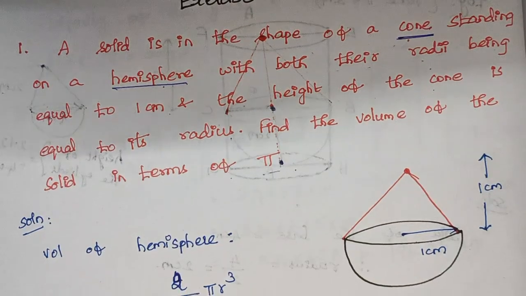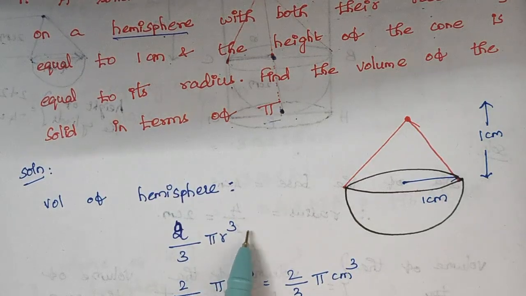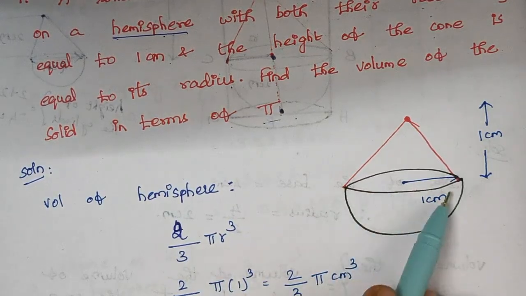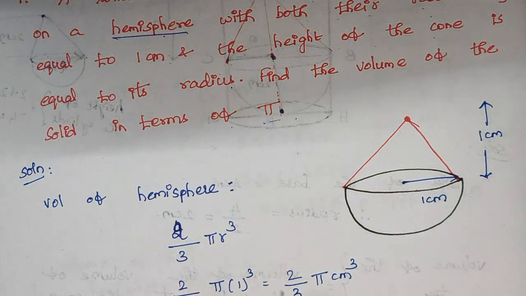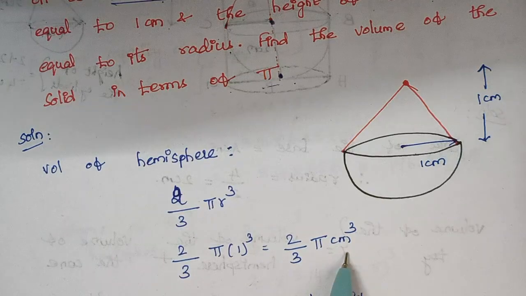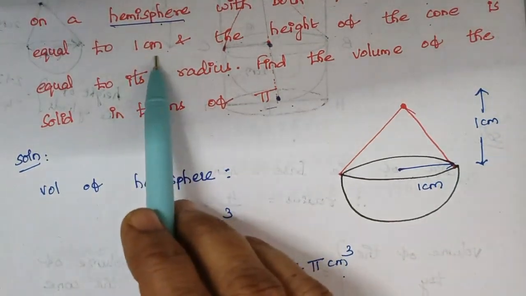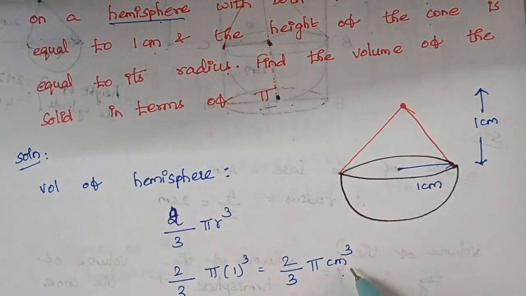So here the volume of the hemisphere is given by 2 by 3 pi r cube. So what about the radius of the hemisphere? It is 1. So just substitute 1, and the answer is 2 by 3 pi centimeter cube, because the radius is given in centimeter. So here comes centimeter cube.